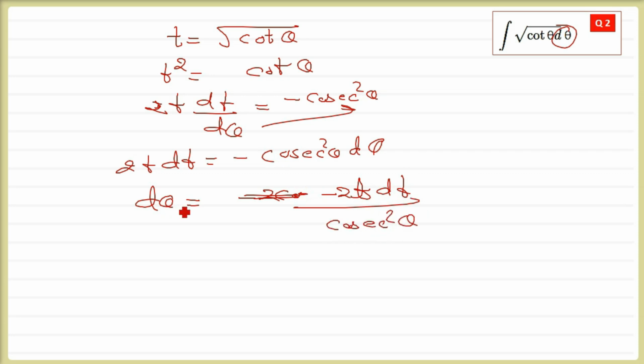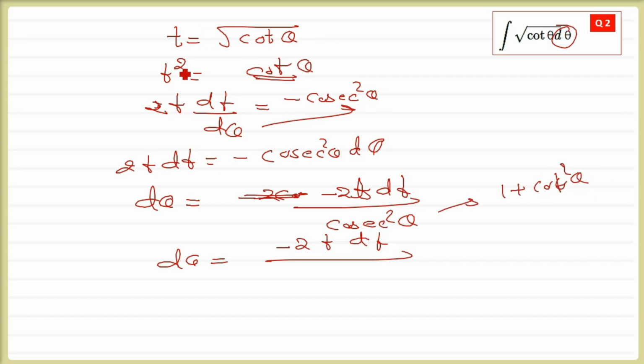But still cosec square theta is creating a problem here. We cannot have a t and theta together. Either t will be transformed to theta or theta has to be transformed to t. So there is a relationship between cosec square theta and cot square theta. d theta will be equal to negative 2t dt divided by cosec square theta, which is 1 plus cot square theta. But cot theta is t square, so cot square theta will be t to the power 4. So d theta has now become negative 2t dt divided by 1 plus t raised to 4. So everything on the right we have now transformed into t.